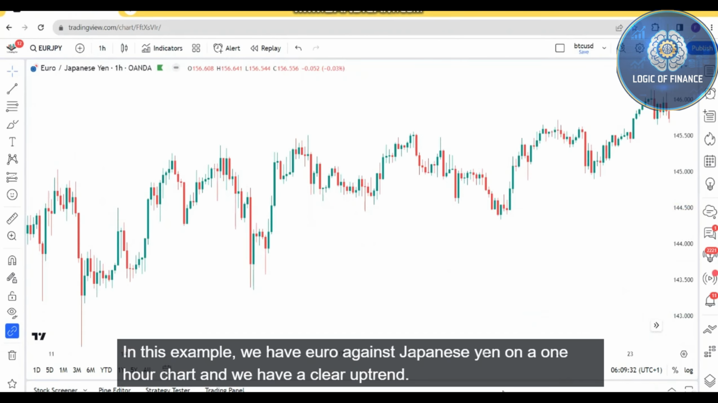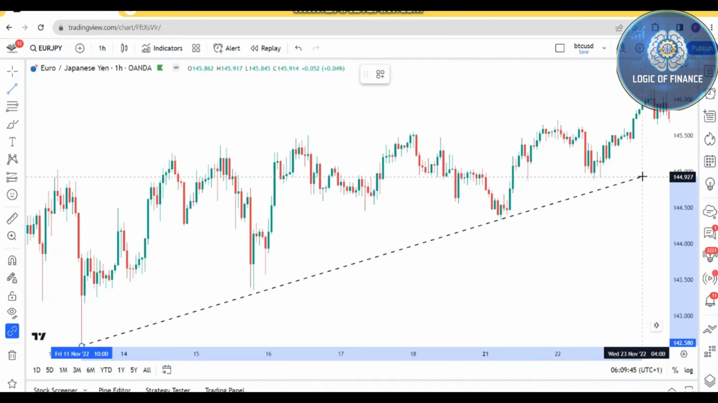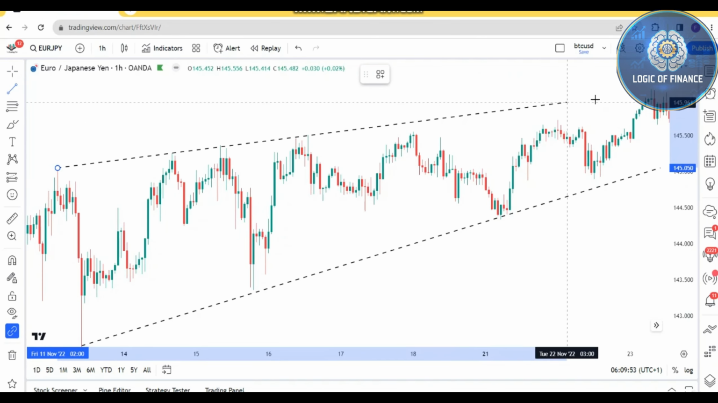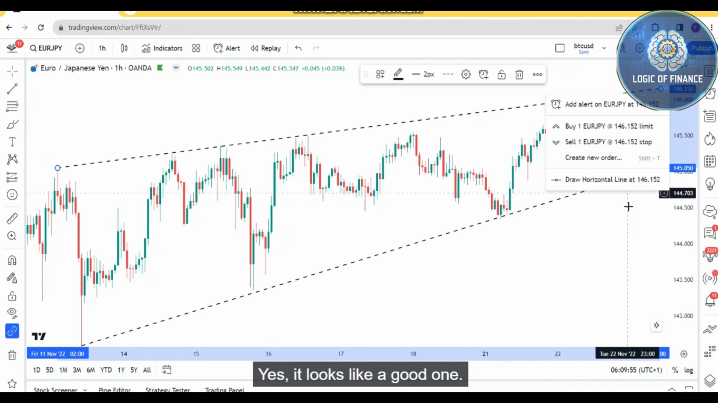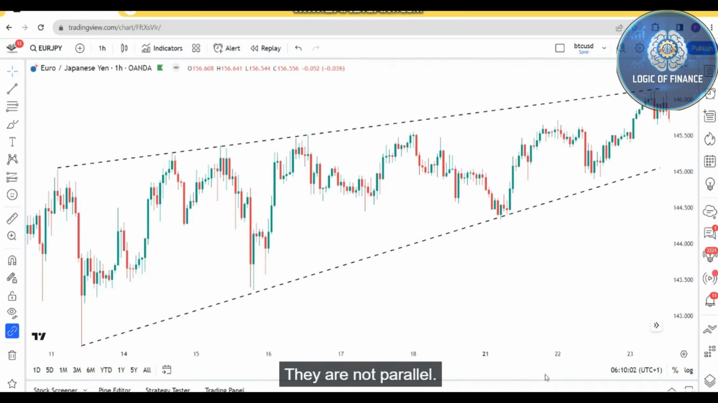In this example, we have Euro against Japanese yen on a 1-hour chart, and we have a clear uptrend, so let's try to draw an uptrend line connecting higher lows. Okay, now let's see if we also have an uptrend line at the top that connects higher highs. Yes, it looks like a good one. These two trend lines are both going up and they are converging.